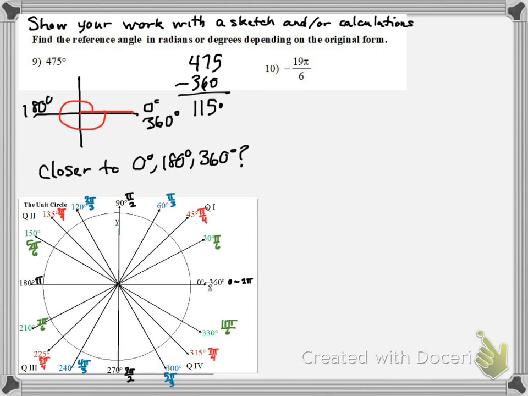I think that 115 is close to 180. I haven't even drawn it yet, but number-wise, it looks closer to 180. So I'm going to say, what is 180 minus 115? 65 degrees. So this is going to actually end up over here, 90 and some over there somewhere. Really rough sketch because the sketch isn't required. It's going to end up 65 degrees away from that 180 degree angle.